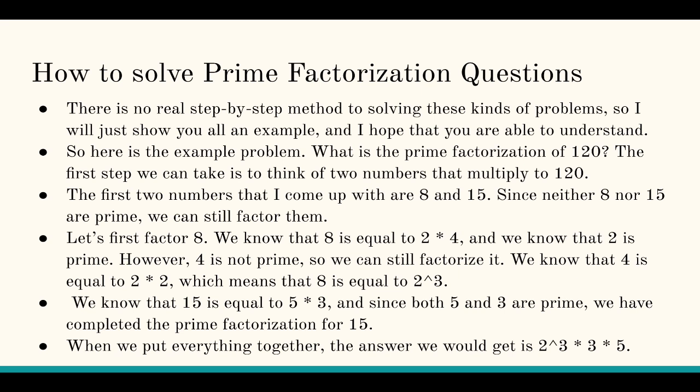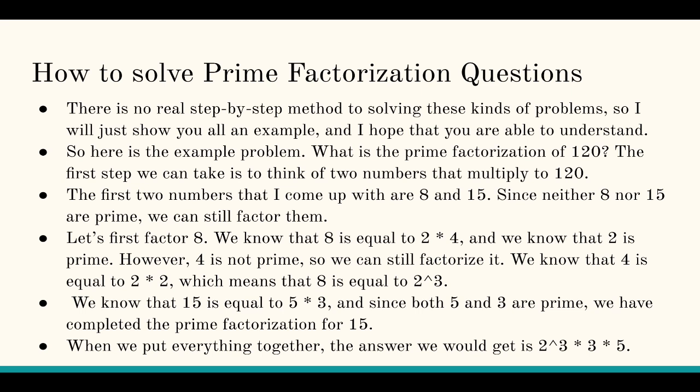Since neither 8 nor 15 are prime, we can still factor them. Let's first factor 8. We know that 8 is equal to 2 times 4, and we know that 2 is prime. However, 4 is not prime, so we can still factorize it. We know that 4 is equal to 2 times 2, which means that 8 is equal to 2 times 2 times 2, or as it's actually supposed to be represented, 2 to the third power.